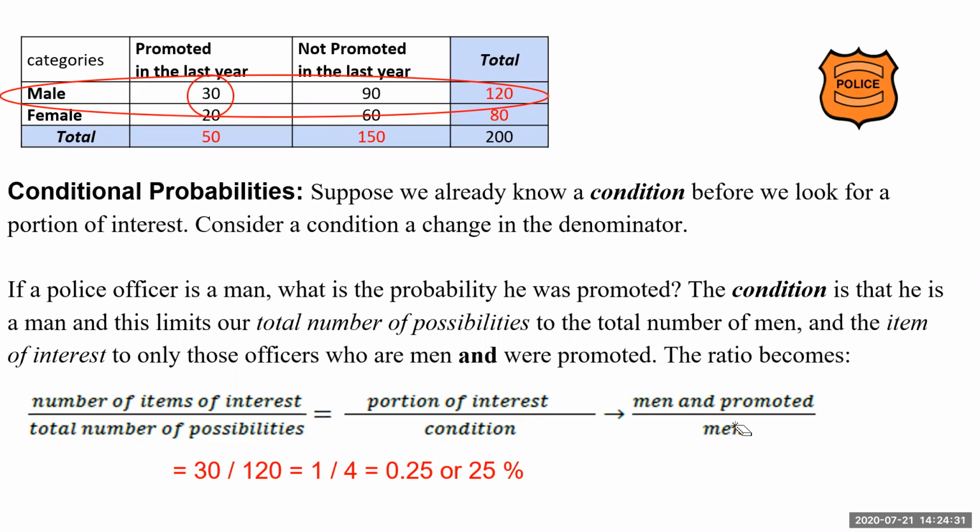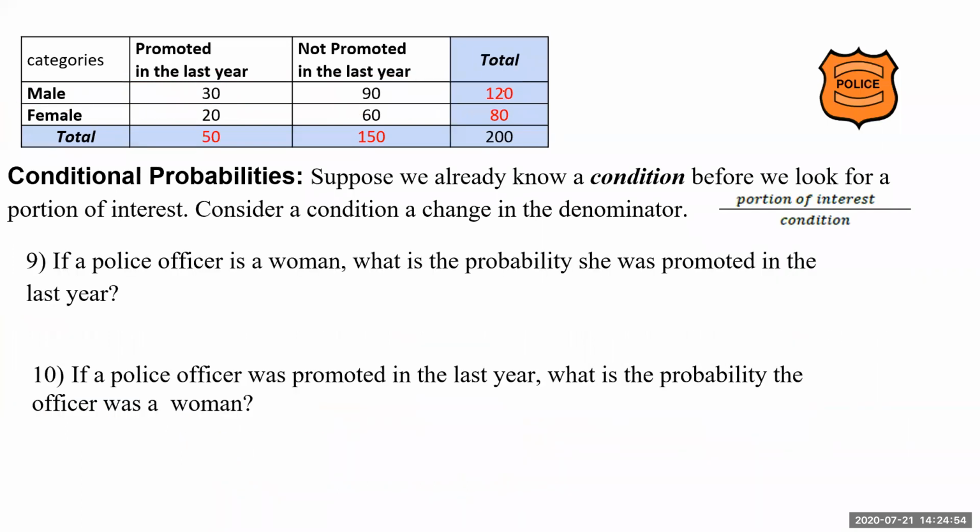So here, if a police officer, so "if" should give you an indication that you're talking about conditional probability. What is the probability he was promoted? So "if", so that over the row total. So if you see "if", stick to the row or stick to the column, depending on what you're doing. So divide by the column or the row total. If a police officer is a woman, what is the probability she was promoted in the last year? Officer, female, and was promoted, "if". All right. Is that okay? So you divide by the row total.